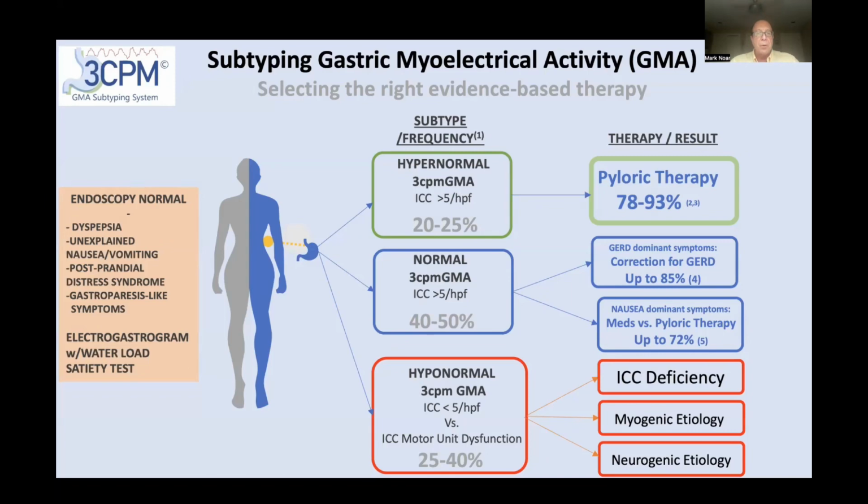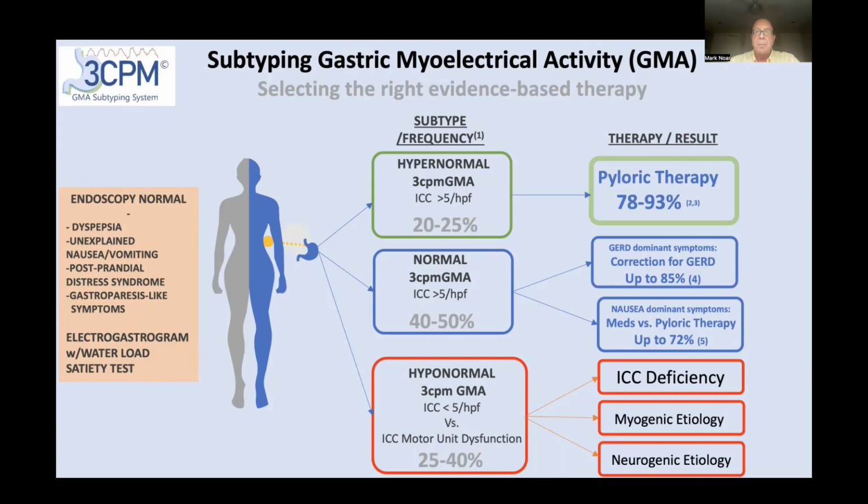If we look at the patients in the hypernormal group, these represent typically 20 to 25%. Because they're in the normal or hypernormal range, we know that the ICCs are in the normal range of 5 per high power field. We also know that this is due to something known as functional pyloric outlet obstruction. You can also see it in mechanical outlet obstruction, but typically that's easy to see endoscopically. The functional outlet obstruction you will only find using EGG.